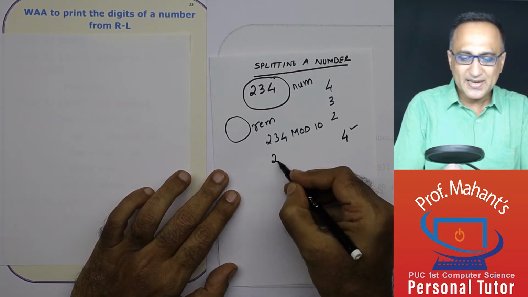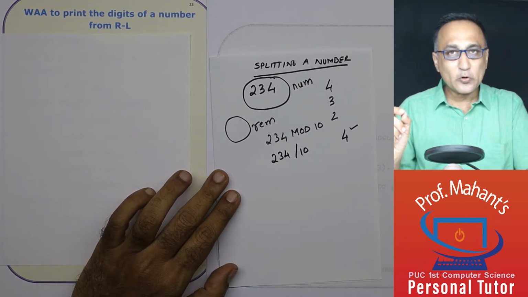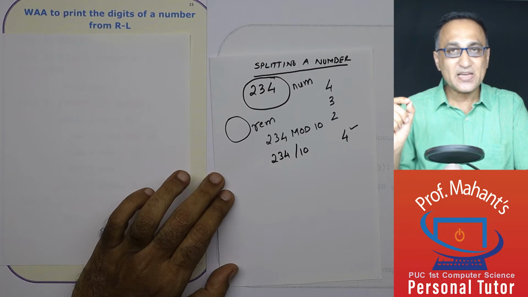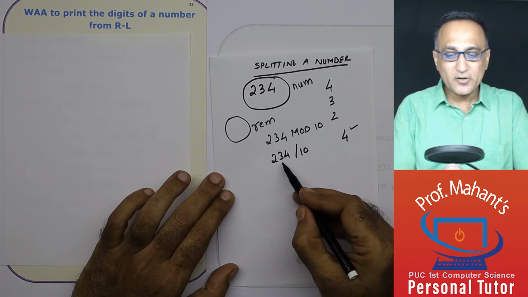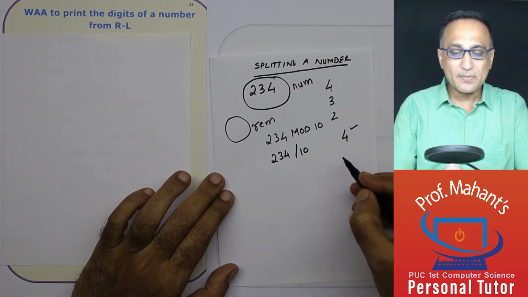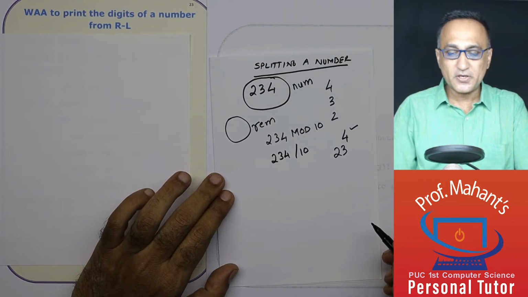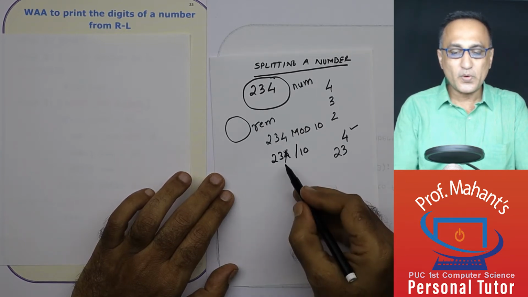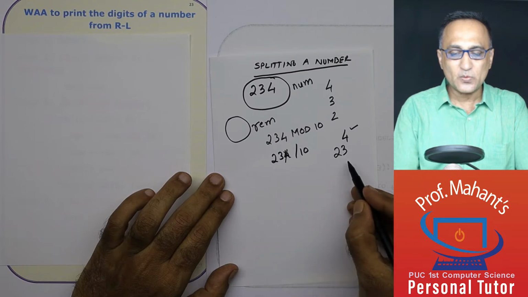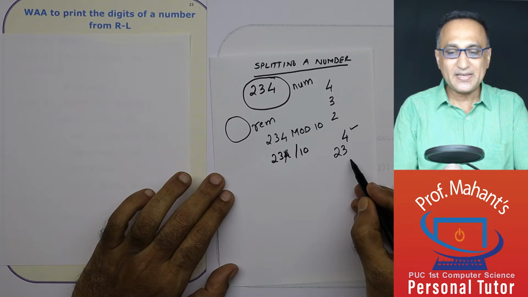So what I can do is say 234 divided by 10. Here I am talking about integer division. That means I am doing a division which does not keep what is after the decimal place. So when you divide 234 by 10, only 23 is going to be your quotient. Since 23 is your quotient, you have gotten rid of 4. So when you do 234 by 10, the number now becomes 23.